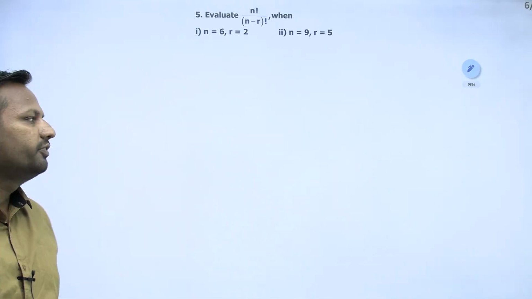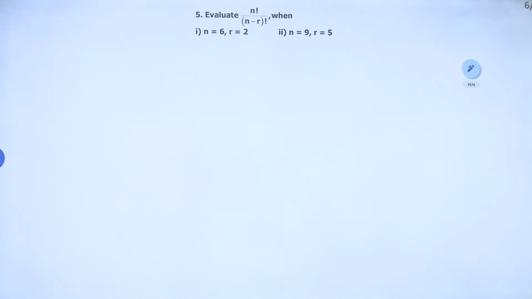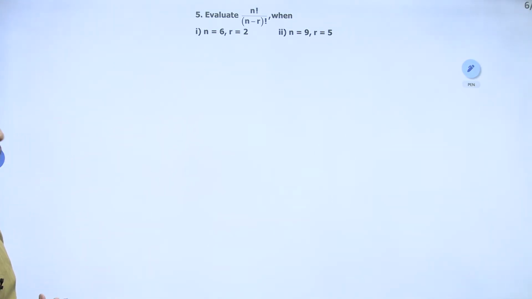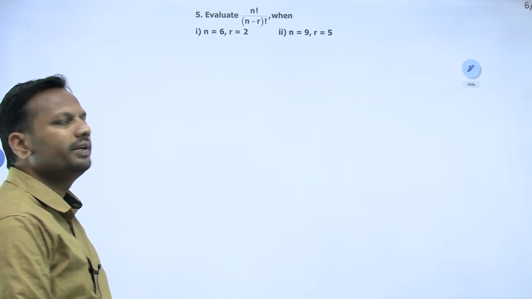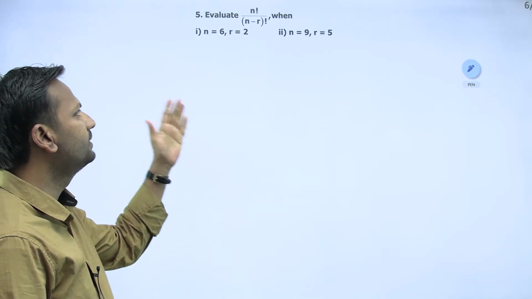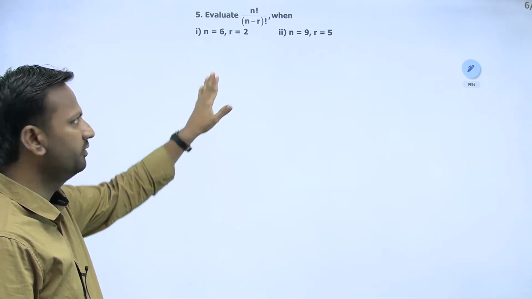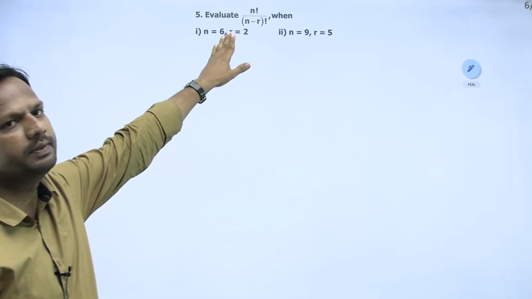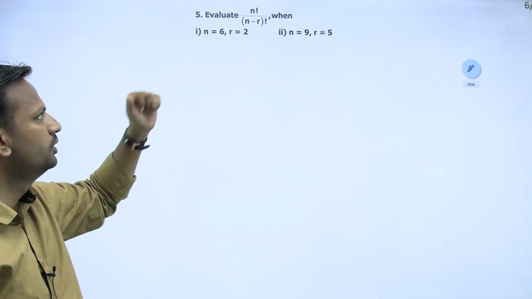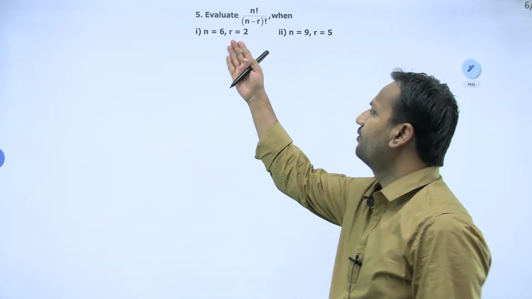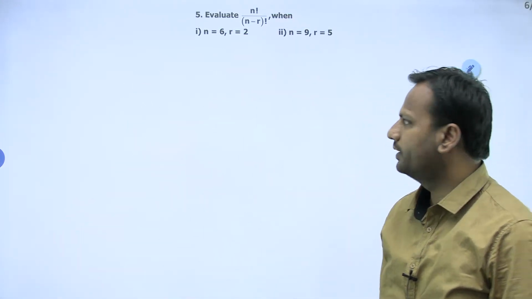Let us go with the fifth problem, students. It is a simple one again. They have given one quantity. Evaluate the quantity. Which quantity? N factorial divided by n minus r factorial when n is 6, r is 2. The first case. Suppose if n is 9 and r is 5, then what will be the value of this quantity here? Right? So, for the two cases, I have to find the value of the given quantity here.